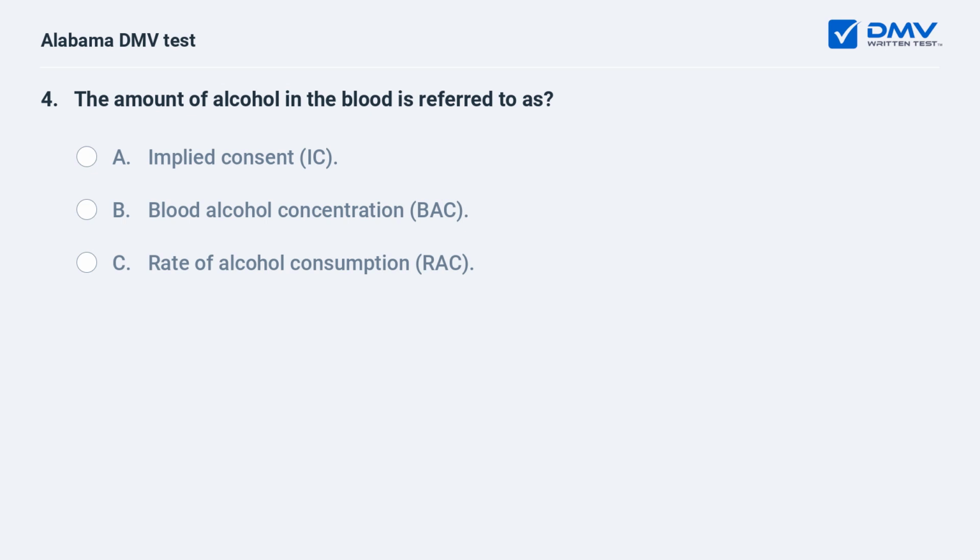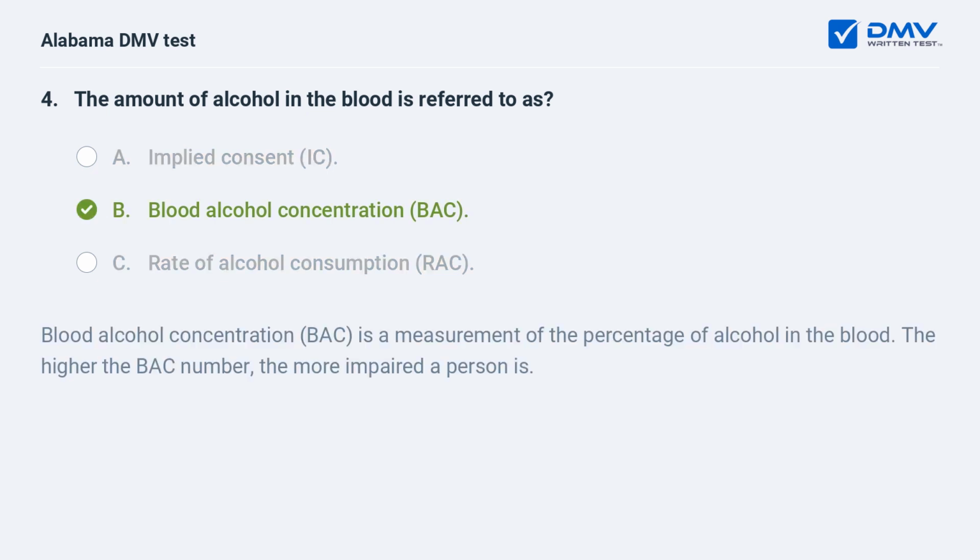The amount of alcohol in the blood is referred to as A. Implied consent IC. B. Blood alcohol concentration BAC. C. Rate of alcohol consumption RAC. B. Blood alcohol concentration BAC. Blood alcohol concentration BAC is a measurement of the percentage of alcohol in the blood. The higher the BAC number, the more impaired a person is.